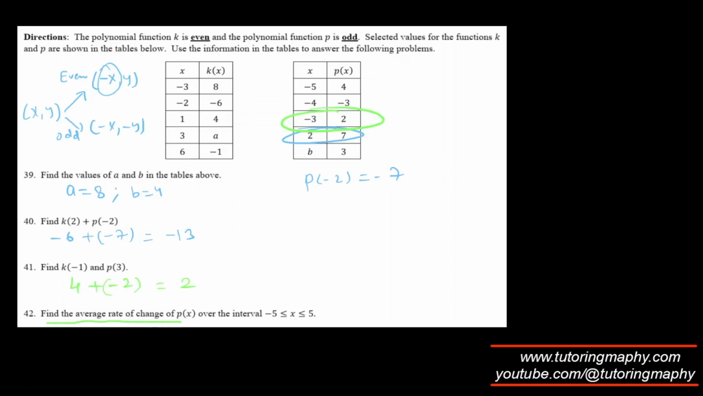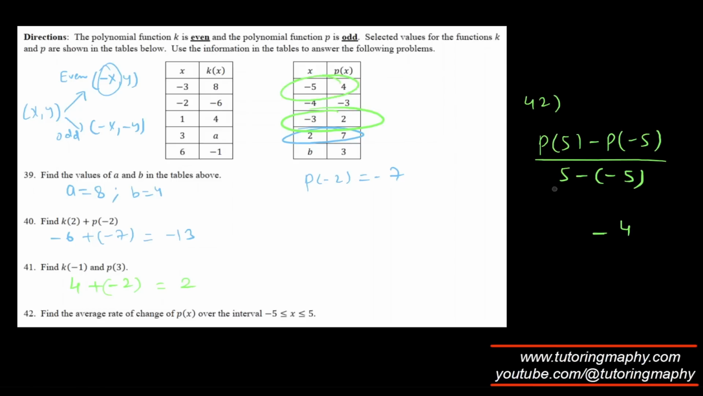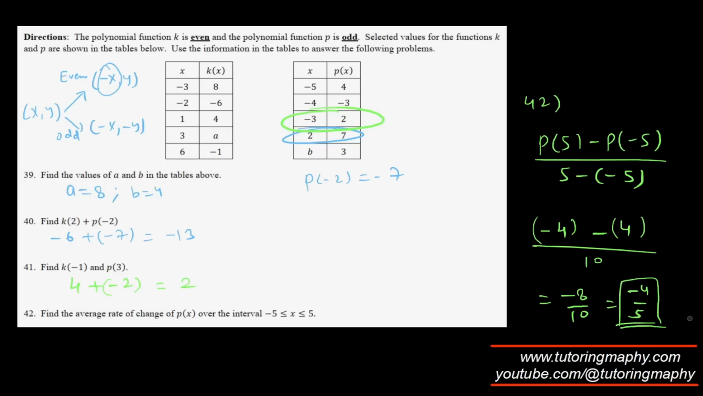And what is the AROC of p(x)? So AROC, I'm just going to do over here. AROC is going to be p of 5 minus p of negative 5 over 5 minus negative 5. P of 5 we do not know, but p of negative 5 is given as 4. So I know that if p of negative 5 is 4, then p of 5 will be negative 4 because the sign will change. So p of 5 is negative 4, and this is 4, and this minus is from the formula. 5 plus 5 is 10, so the answer is negative 8 over 10, which can be reduced to negative 4 over 5, I think. Yeah, that should be our answer.